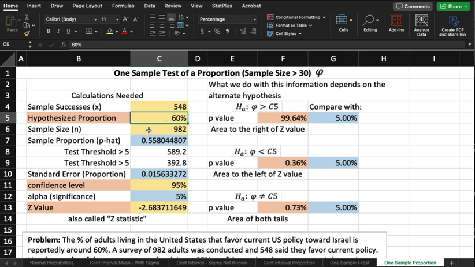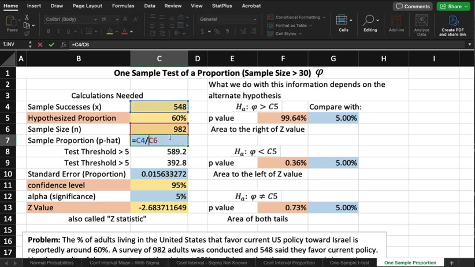In cell C6, that is our sample size N, which is the number of people that were surveyed. I just typed that number in. These are not formulas, these are just numbers we typed in. And the sample size N is 982. The sample proportion p hat, we can actually calculate in this problem. In some problems, you're just given the value of p hat and you can just type it in. So let's calculate that here. That's equals C4 divided by C6, so that's equals X divided by N.